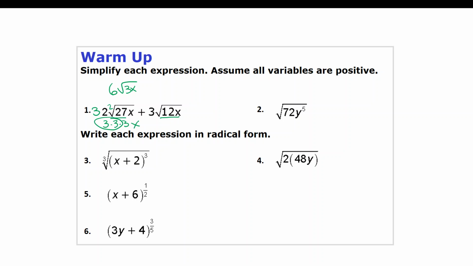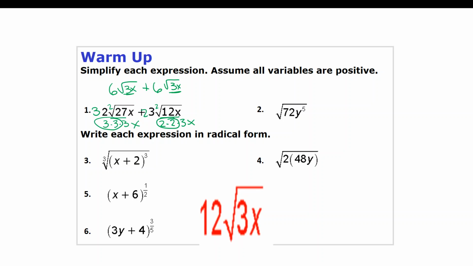Again, for my 12, I know 12 is made up of 4 times 3, and 4 is 2 times 2 times 3x. Again, my index is 2, so I can circle 2. 2 times 3 is 6. And again, square root of 3x. Now that my bases are the same in my radical, I can go ahead and add together 6 plus 6 and get 12 square root of 3x.